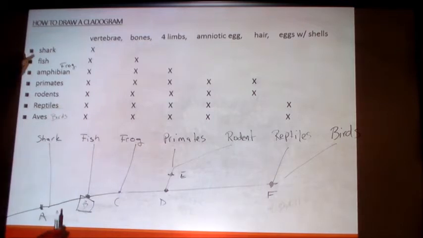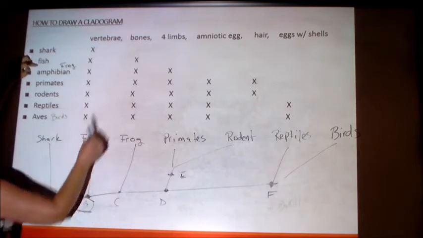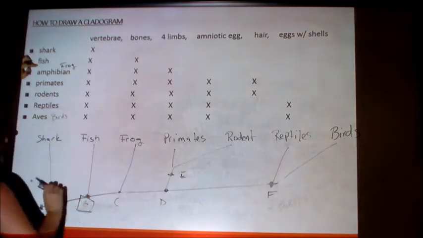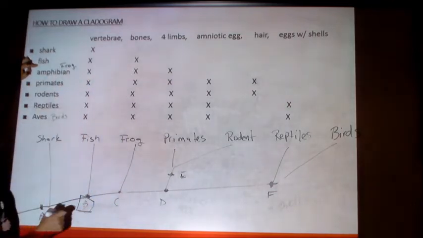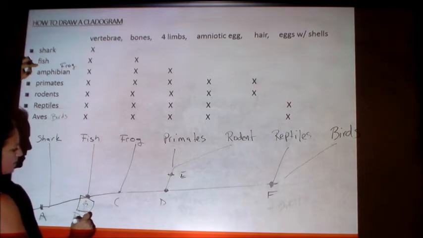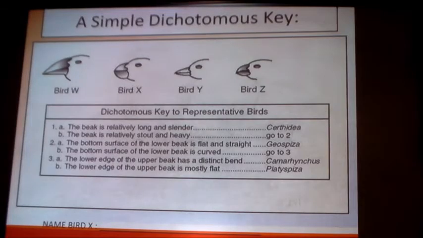And you know that sharks have vertebrae, so do fish, and so do everything else. But right here, bones must have evolved, because fish and everything else have bones, but the shark does not. So this is where bones evolved. Those are your cladograms.